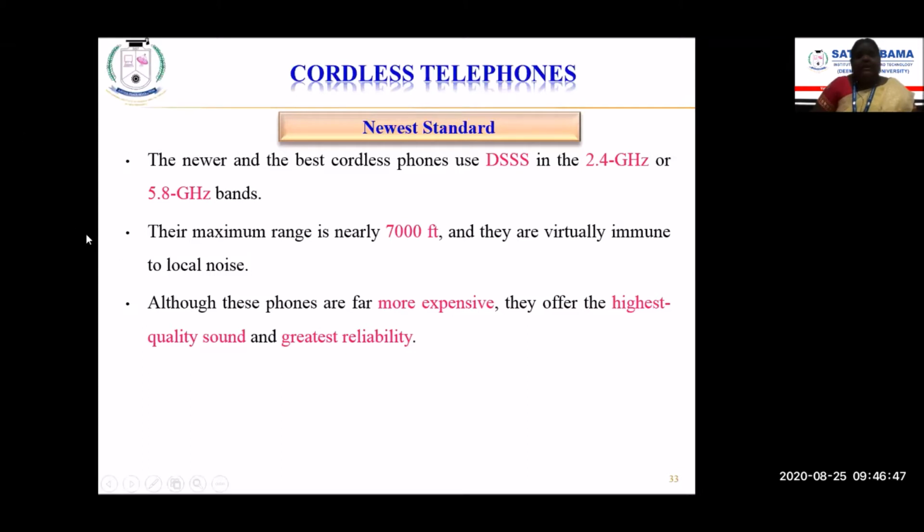So they are virtually immune to local noise. Although these phones are much more expensive, they offer the highest quality sound and the greatest reliability. Therefore, all kinds of sophisticated environments and companies make use of these kinds of phones. That is the newest standard for cordless telephones. Okay, so that is about the latest standard telephones.